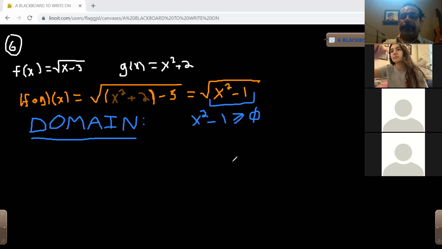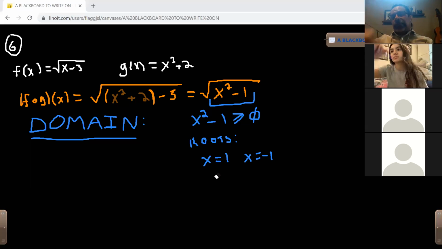Okay. And so this actually is a nonlinear function. So what we've got here, we find the roots. The roots for this function are going to be x equals 1 and x equals minus 1. Okay.